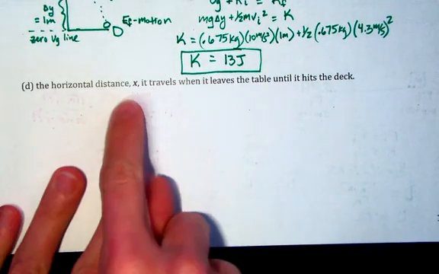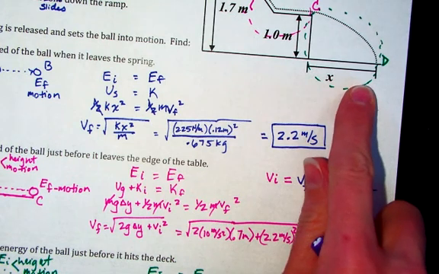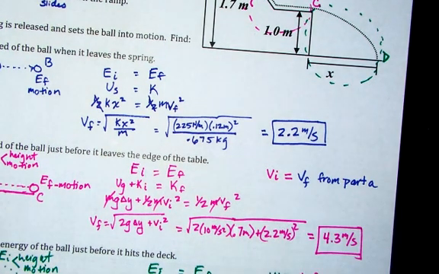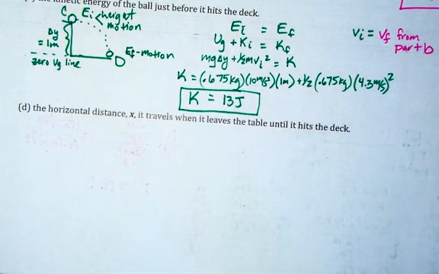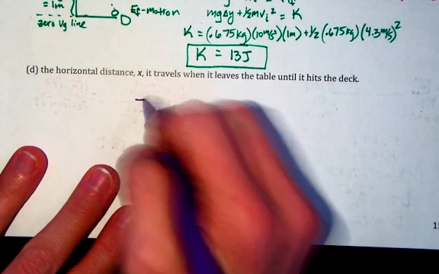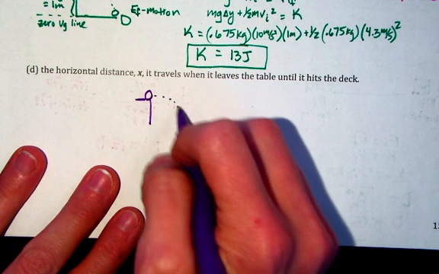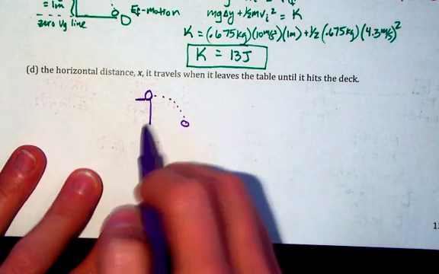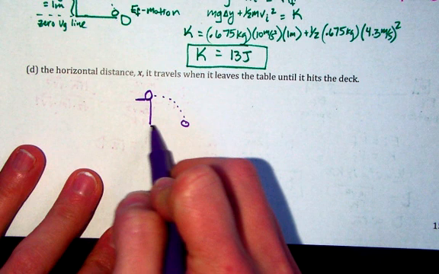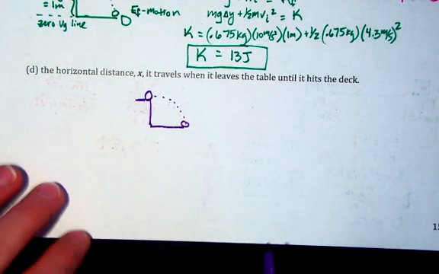We are trying to find the horizontal distance x, which it travels after it leaves the table until it hits the deck. Guess what this is? Kinematics. So, what kind of kinematic problem is this? So we have this again. What do we call this when we have something shooting off an edge? Starts with a P. Projectile motion.